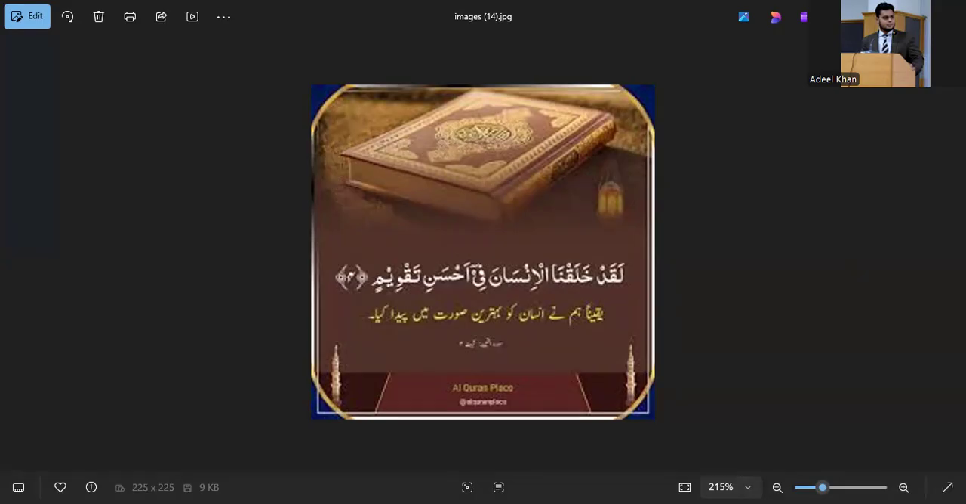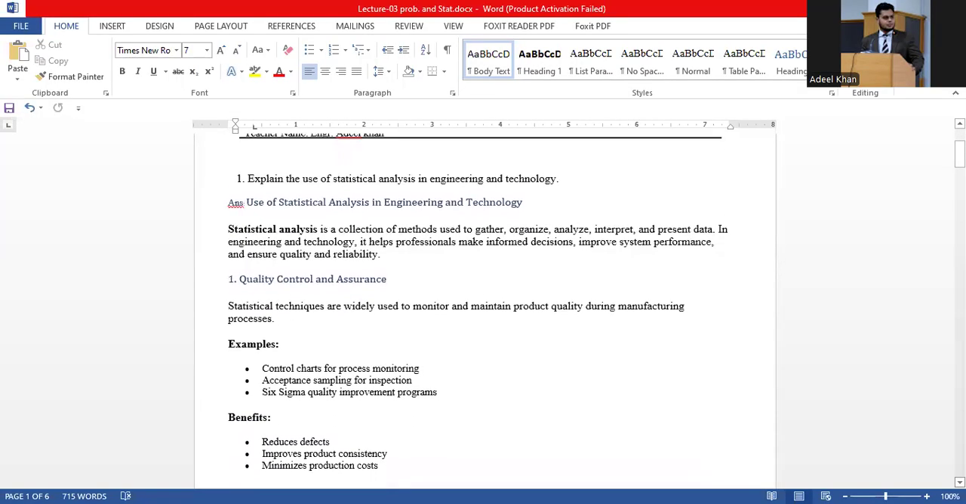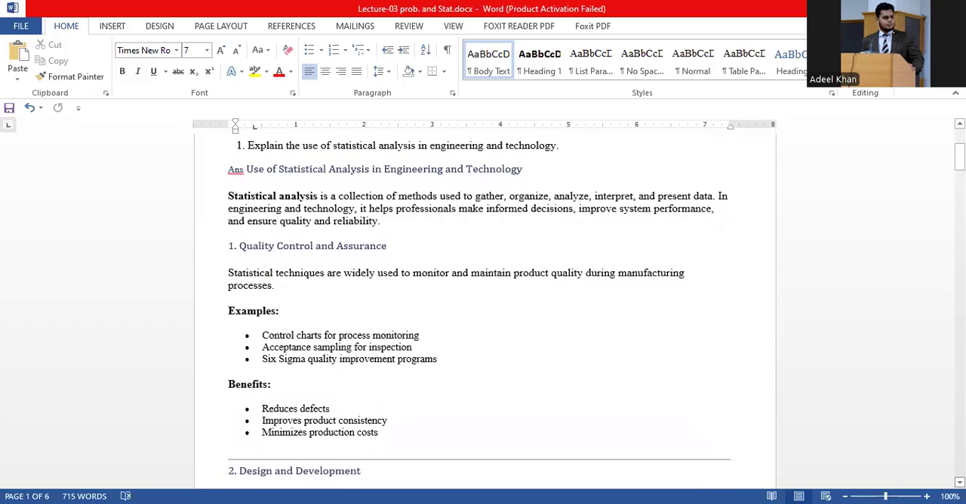Further, we start today's session of lecture number 3 of probability. And in this lecture, we discuss the use of statistical analysis in engineering and in technology, what kind of vital role statistical analysis plays in engineering and technological fields, of different aspects, which are applied in different domains. So we start the aspects.